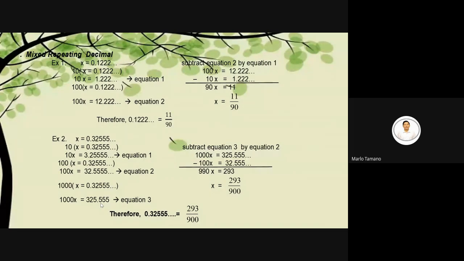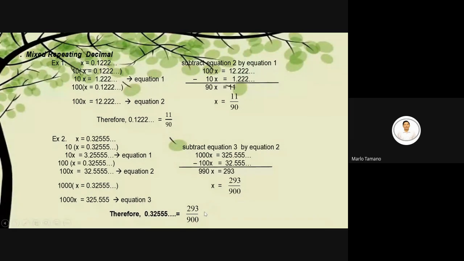Baka sabihin ninyo, huwag kayong magpanik. Subtract equation 3 by equation 2. So, ang equation 3 ninyo ay ito, 1,000x is equal to 325.555 minus 100x is equal to 32.555. So, cancel ninyo yung 555 dyan, tapos yung 325 minus 32 ay 293. Now, so 900, magdi-divide kayo both sides by 900. Ang x ninyo ay 293 over 900.